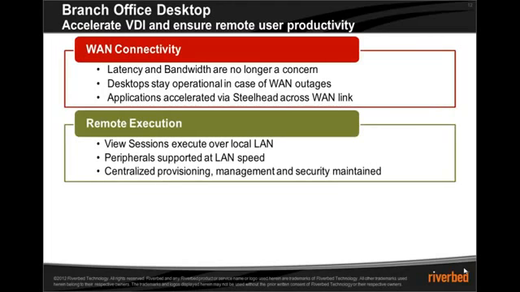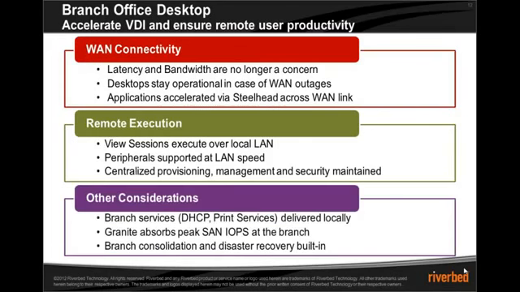With the desktops now being local, the View sessions are all executed on the LAN in the branch office, and things like printer traffic are local and are fast. And IT gets to maintain the centralized provisioning, the centralized management, and the centralized security in this model. And then finally, from our design standpoint, the same technology, Riverbed's VSP solution, helps deliver local branch services. And then this new architectural approach delivers advantages when it comes to the storage design as well.